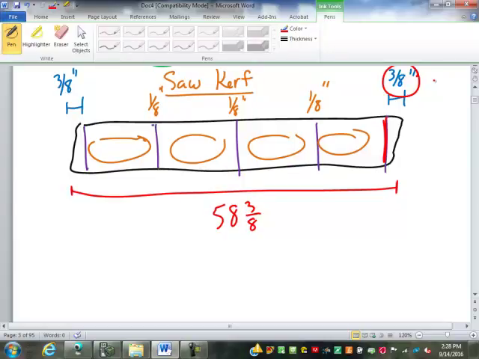So we need to start out. Now you'll notice I wanted 4 equal pieces. How many interior cuts did I have to make? Only 3. So I only have 3 of those to account for.